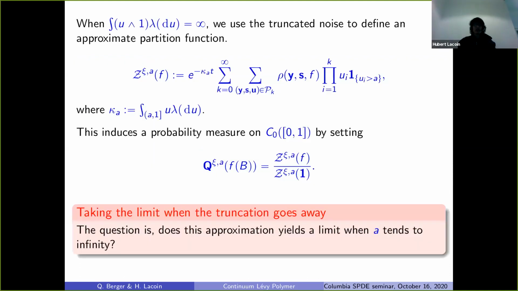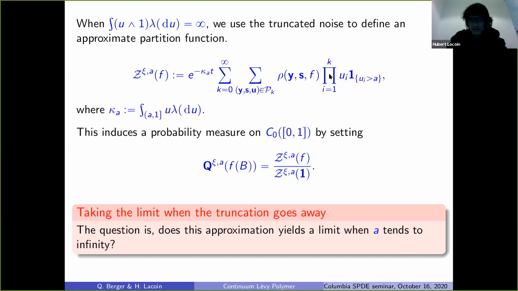So now let us talk about the most interesting case, which is the case where u is not integrable at 0 under the measure lambda. In that case, what you can do is consider the continuum model associated with the truncated noise with threshold R, which I introduced earlier. And this gives you a continuum polymer. It's just that you have suppressed all the small jumps.